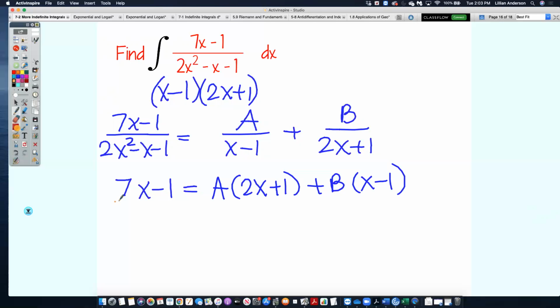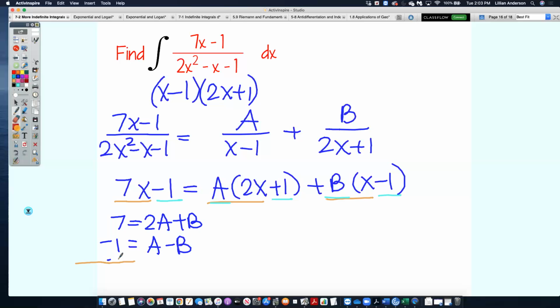Because 7x has to equal whatever a times 2x is plus b times x is, and negative 1 has to equal whatever a times 1 is and b times negative 1 is. So it allows us to create this system where 7 is equal to 2a plus b and negative 1 is equal to a minus b. So everyone see what I did there? Try to color code, underline it.